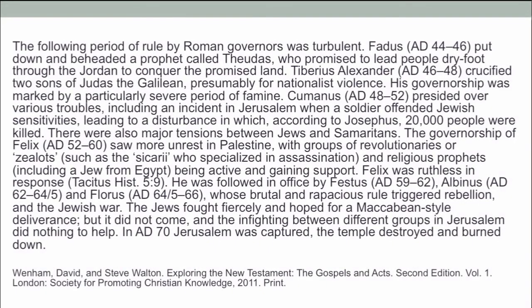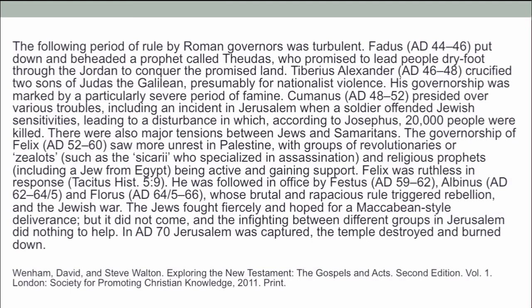Now, Wenham and Bolton gave us a very good summary of the events that eventually brought about the Jewish revolt, and let me read it for you. The following period of rule by Roman governors was turbulent. Fadus put down and beheaded a prophet called Theudas, who promised to lead people dry-foot through the Jordan to conquer the promised land. Tiberius Alexander crucified two sons of Judas the Galilean, presumably for nationalist violence.